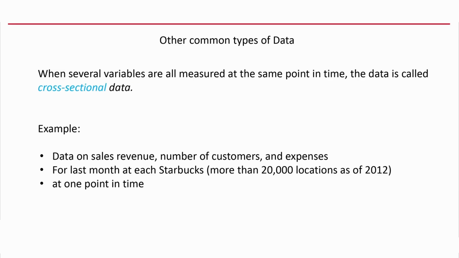When we collect data all at one point in time, we call that cross-sectional. And that can be any type of data. It could be quantitative or qualitative, but it's measured at one point in time. It could be like sales data, revenue, number of customers, expenses, and the point in time could be over the span of 1 month, it could be 1 day, it could be 1 year, but there is one measurement being taken.